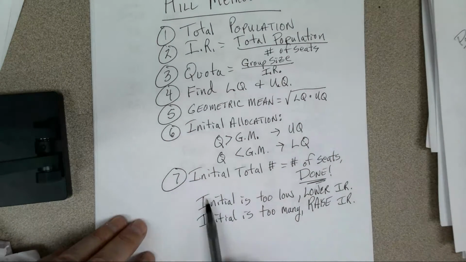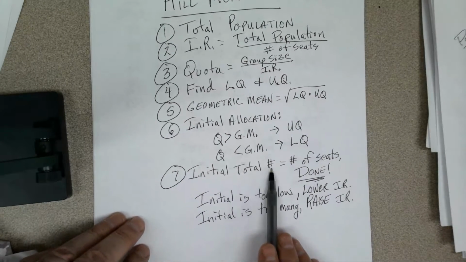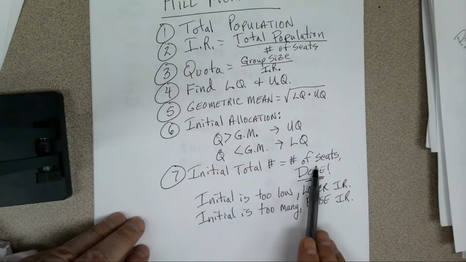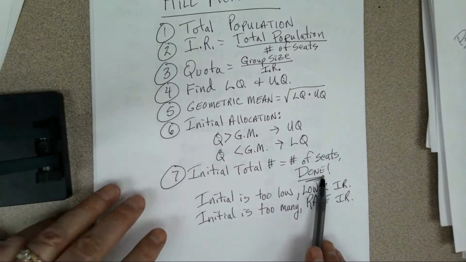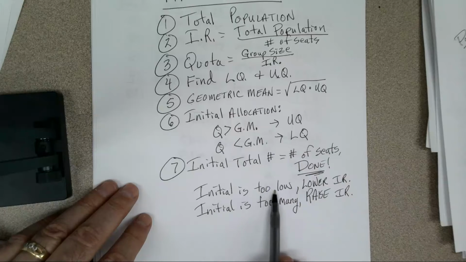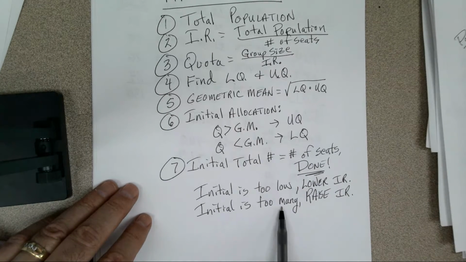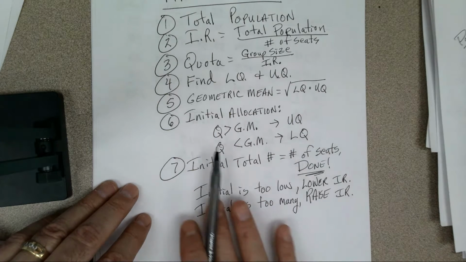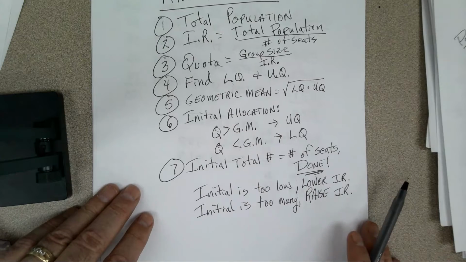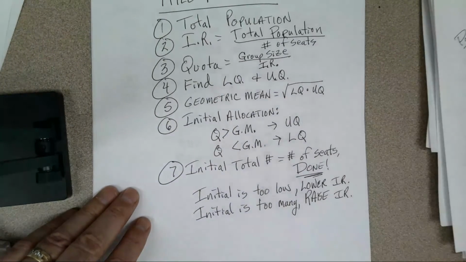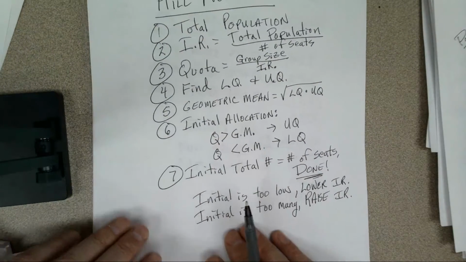Then I total up that initial allocation. If that number is the same as the number of seats to allocate, you're done. You don't need to adjust your IR. However, if it's too low, you're going to have to lower your IR. If it's too many seats, you're going to have to raise your IR. Okay, that part is very similar to Webster. All right, so these are the steps. Now let's put them into action and let's do an example here.